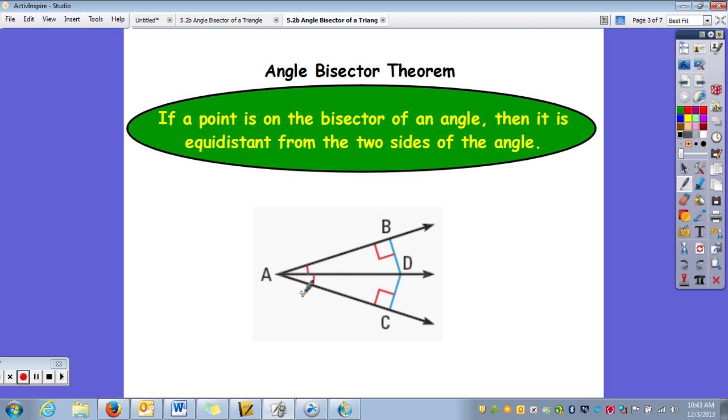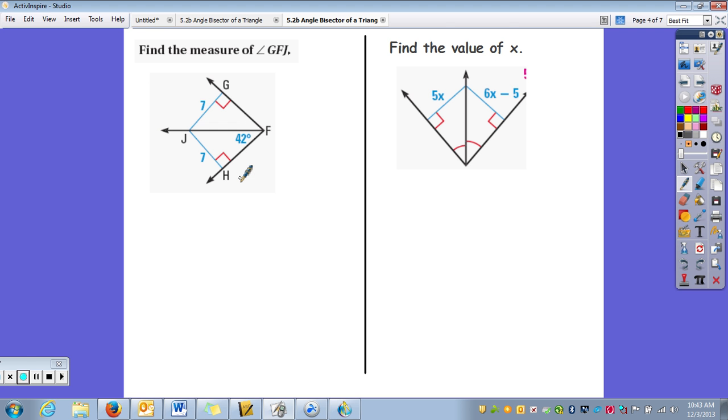Alright. So what that theorem says, and I have it right here, is if a point is on the bisector of an angle, so we have an angle bisector, then it is equal distance from the two sides of the angle. And again, the big thing is that they have to be right angles. So this and this are congruent. Alright, so using that theorem, we're going to find the measure of angle GHFJ. Well, notice we have right angles, we have two congruent sides, which implies that ray FJ is a bisector. So that makes this 42 degrees.